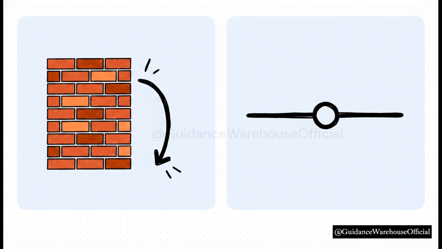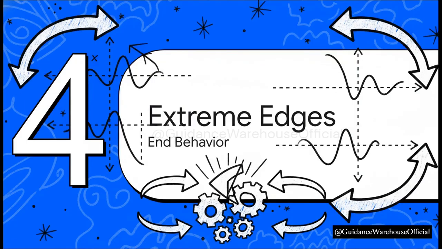Think of this not as a giant wall, but more like a missing puzzle piece or a tiny little pothole in the road. The graph just happily continues on its way. There's just one incredibly specific microscopic point missing from the journey. All right, on to section 4, horizontal and slant asymptotes.